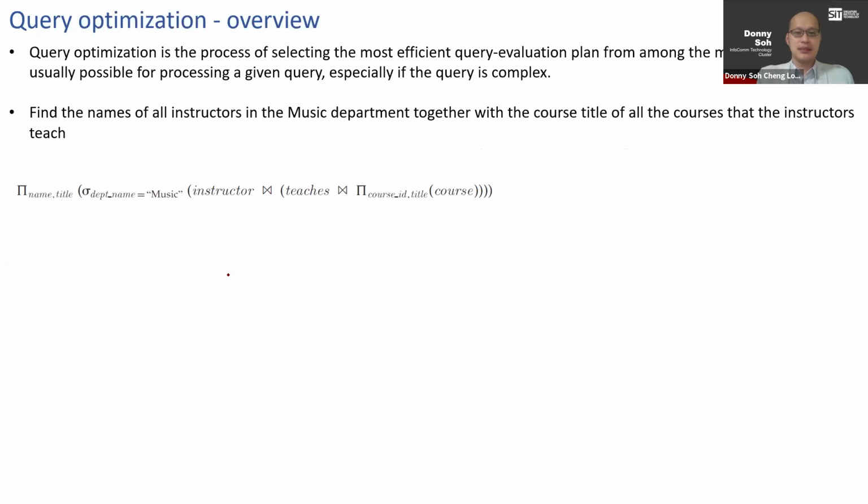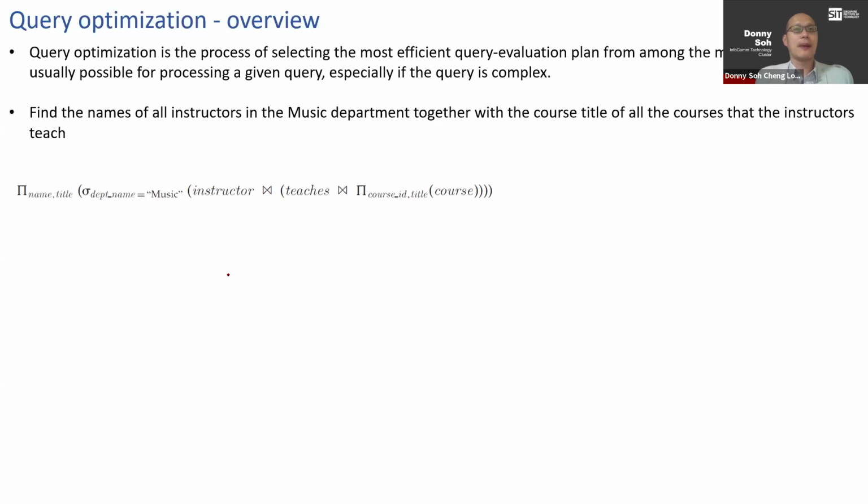The next part is another big topic: query optimization. Query optimization is the process of selecting the best query evaluation plan. What we see here is a relational algebraic expression. There are many ways to execute a relational algebraic expression, and depending on the way you write it, the cost that it will incur is going to be different.